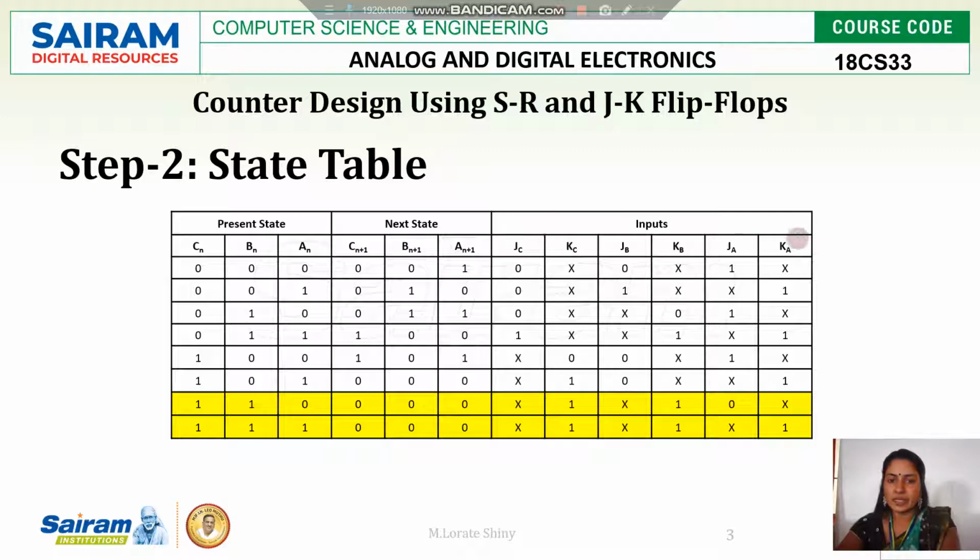Then we have to fill all the flip-flop inputs. We have to use 3 flip-flops, so JA KA is the first flip-flop, JB KB the second flip-flop, and JC KC the third flip-flop inputs. Using the JK flip-flop excitation table we have to fill this.